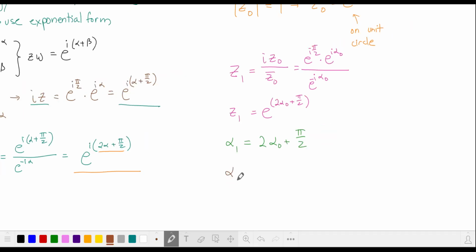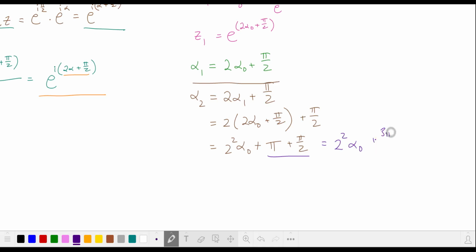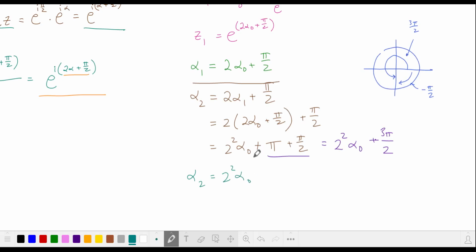This is true for every other complex number in our sequence. We're going to take 2 times the previous angle and add pi over 2. So we'll substitute for alpha 1 here and add pi over 2. I'll write this as 2 squared times alpha 0. Then we have a pi and a pi over 2. This is 3 pi over 2. On the unit circle, 3 pi over 2 takes you 3/4 of the way around, but that's equivalent to going in the opposite direction by negative pi over 2. So we have alpha 2 is 2 squared alpha 0, and then I'll write minus pi over 2.